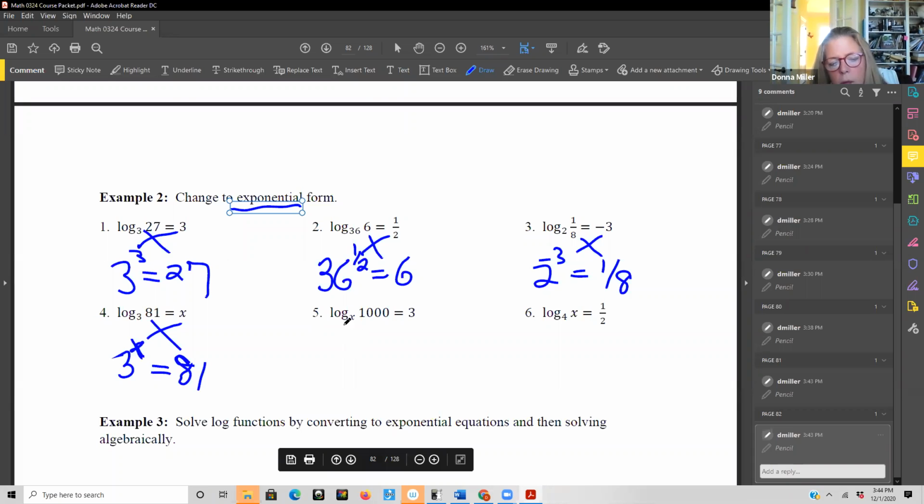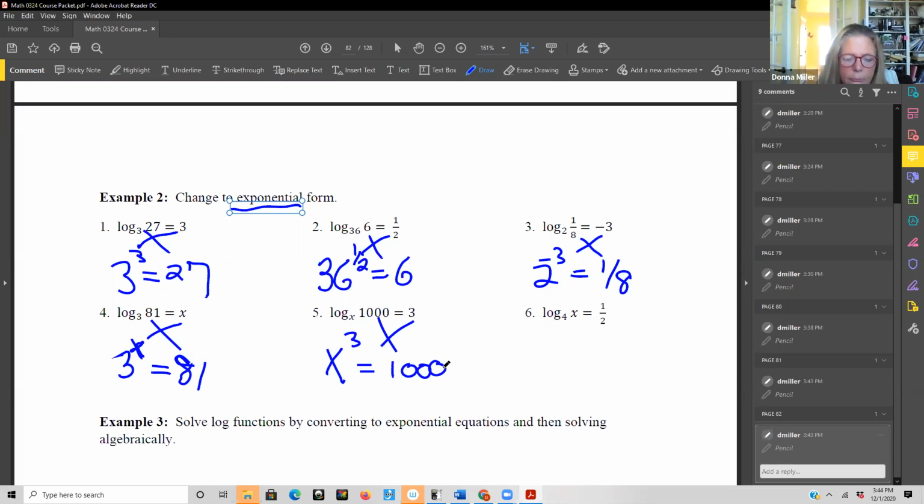All right, base is x. So here I'm going to flip this. So x cubed equals 1,000. And here, keep the base, switch y and x. So 4 to the 1/2 equals x. So converting back and forth, it's always the same thing. Keep the base, switch x and the 2.